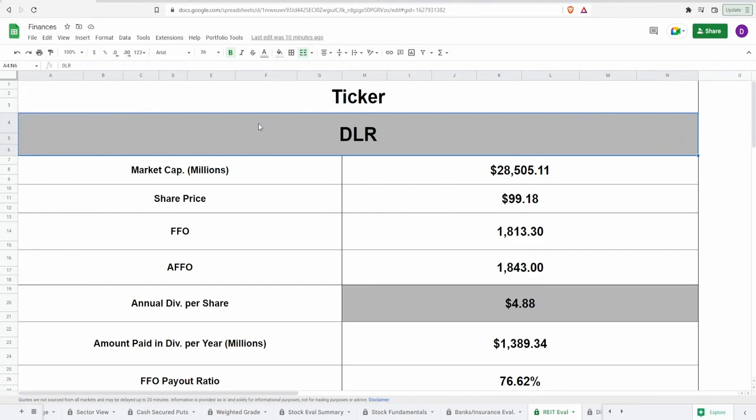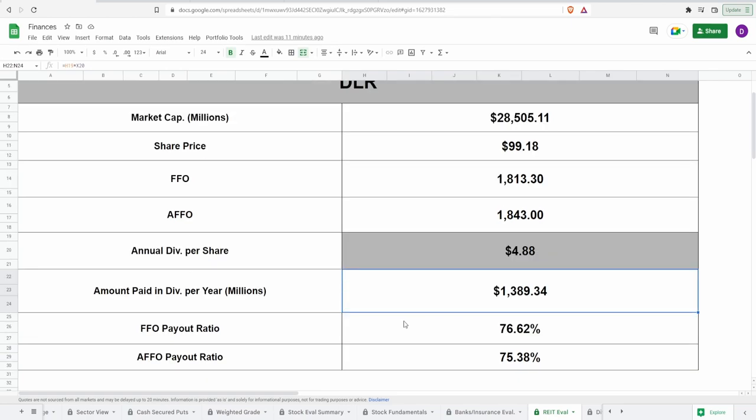So let's come into the calculator, guys. We've got the ticker symbol DLR, a market cap of $28.5 billion, and a current share price of $99.18. Of course, this is not taking post-market into account. Current FFO is $1.8 billion, and as of last year, AFFO is $1.8 billion. Annual dividends are $4.88. This means that based off the shares outstanding, they pay out around $1.4 billion, meaning their payout ratios in regards to FFO and AFFO are 76.62% and 75.38% respectively. Not too shabby. It's actually looking fairly decent.